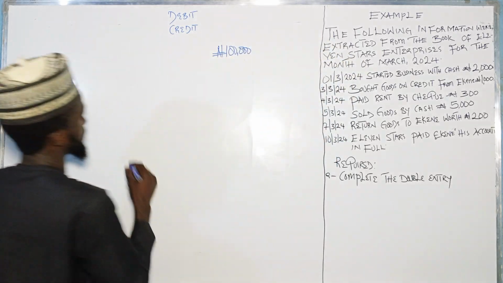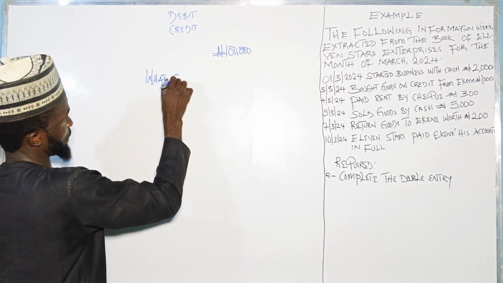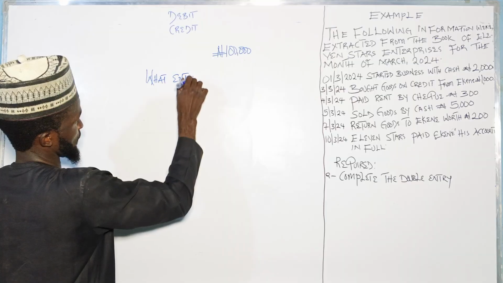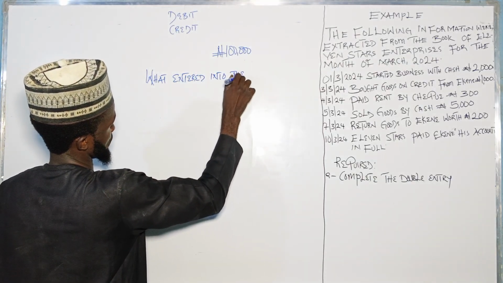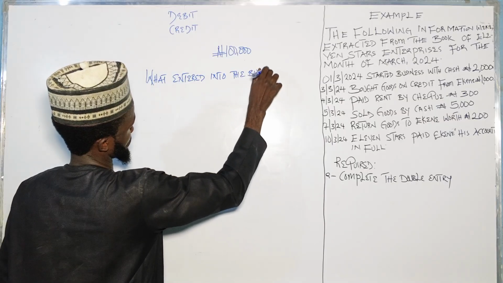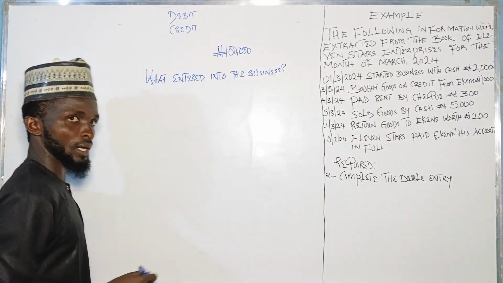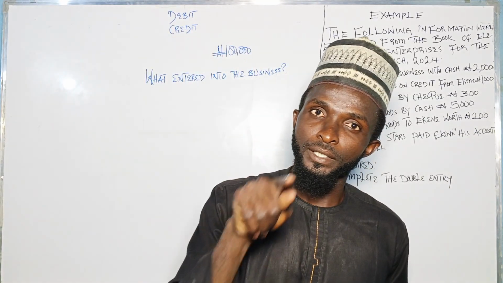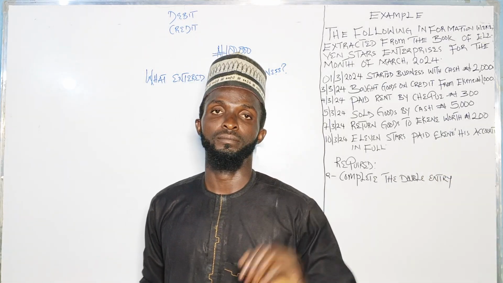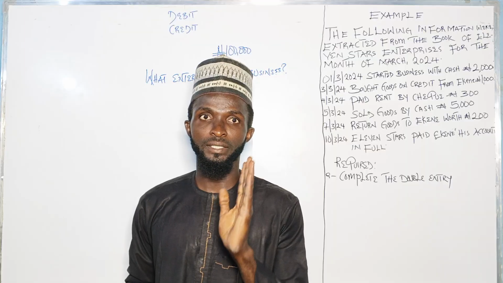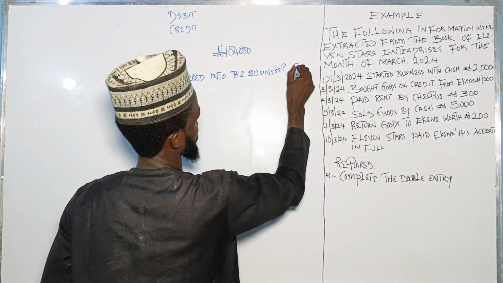What entered into the business? Ask yourself, what entered into the business? Remember, Musa brought 100,000 into the business. Now, simple question, what entered into the business? The cash Musa brought. Then you can answer the question here. Say cash.